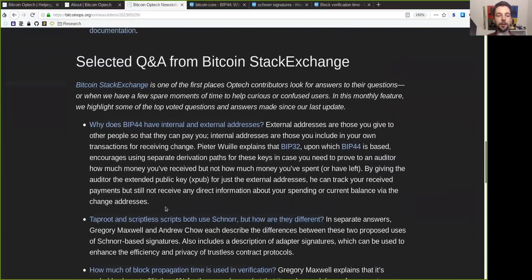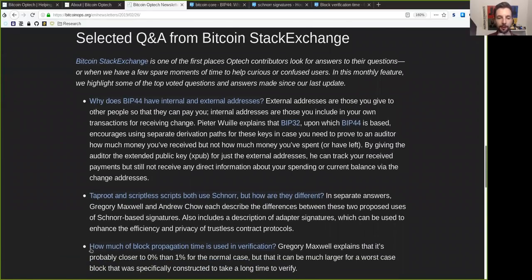And last question here, jumping back into the newsletter. How much of block propagation time is used in verification? Gregory Maxwell explains that it's probably closer to 0% than 1% in the normal case, but that it can be much longer for a worst case block that was specifically constructed to take a long time to verify.